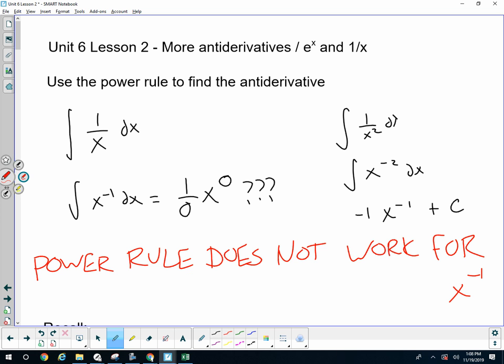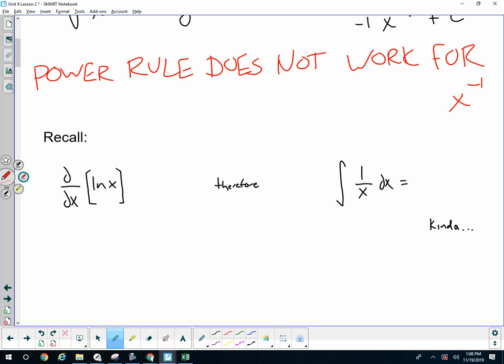Okay? But there is an antiderivative of 1 over x, because we remember the derivative of log x was 1 over x. You remember that? I hope so. Therefore, the antiderivative of 1 over x must be log x plus c. Kind of. It is, but it isn't.